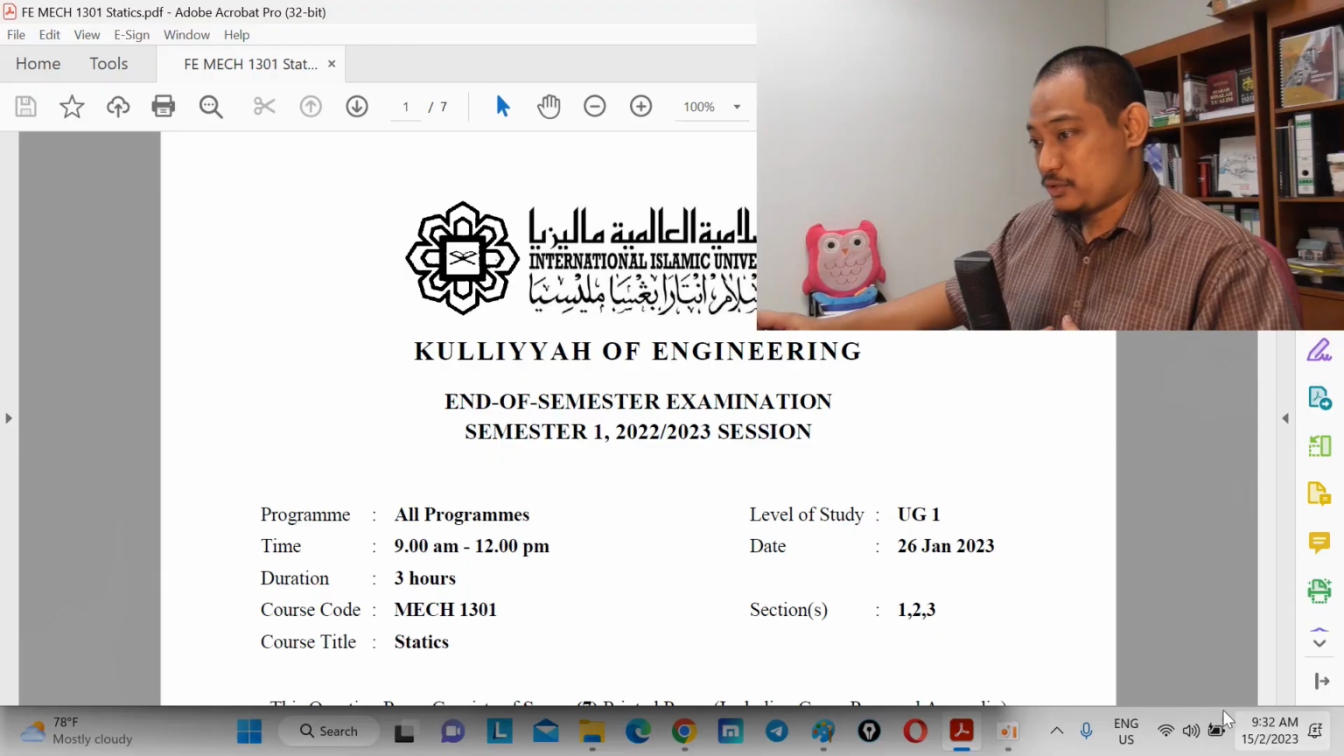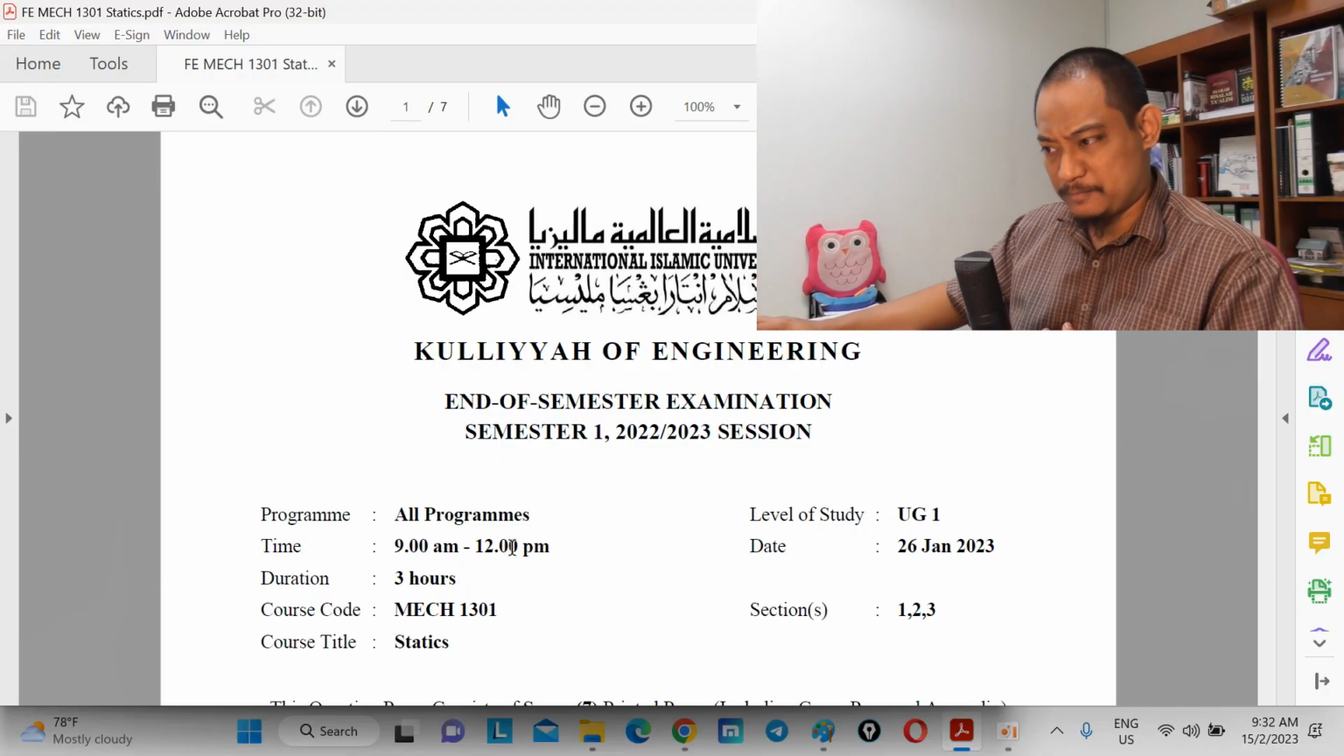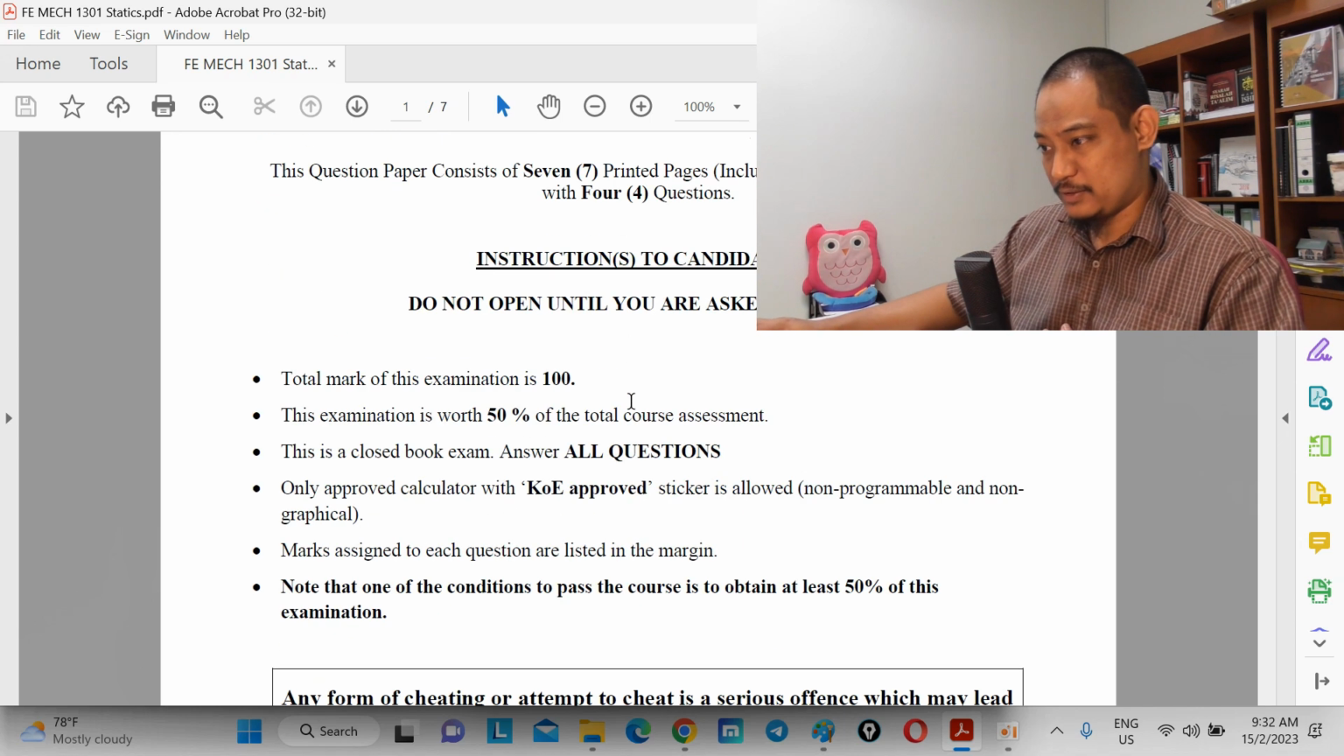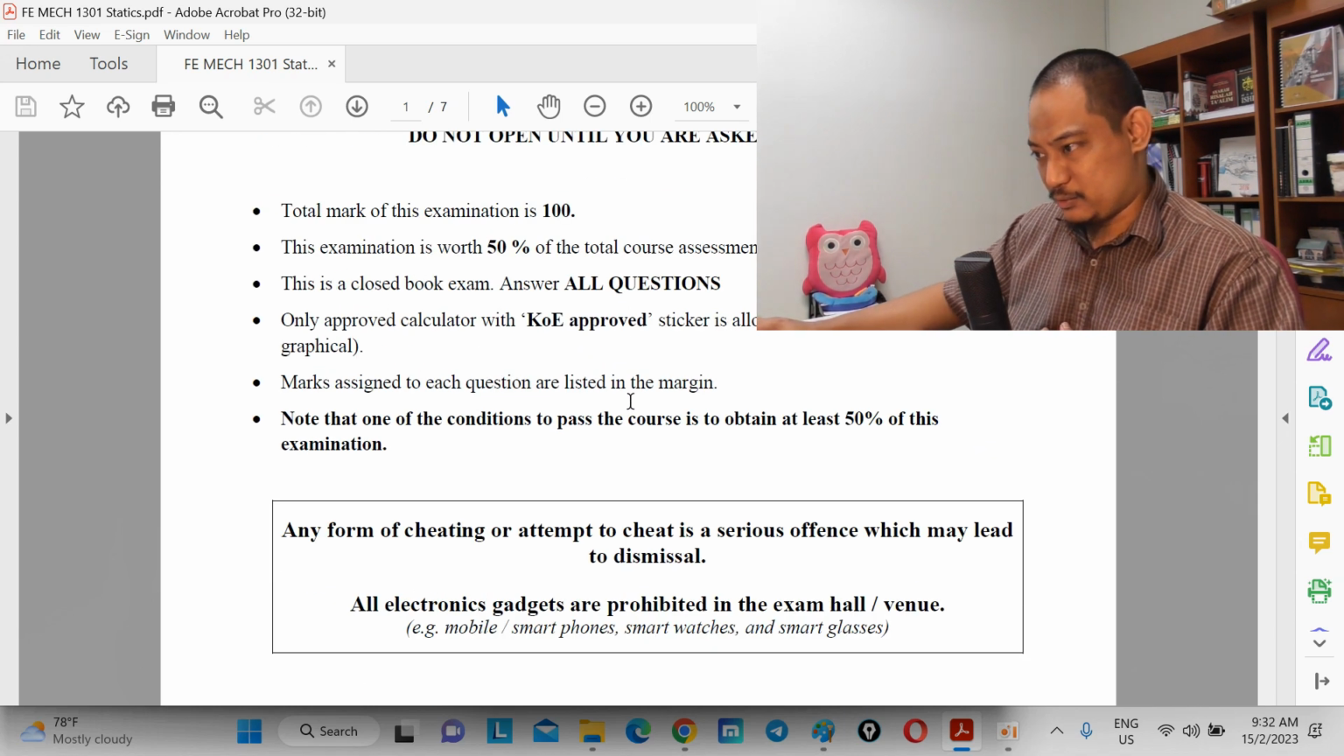For example, do you need to answer all questions? Do you need to answer only selected questions? For example, how many hours are you having, how many questions, and which question gives most marks, etc. Right, so that you can strategize and allocate time appropriately. So in this case, it is 3 hours, where you have 4 questions. And then let's take a look.